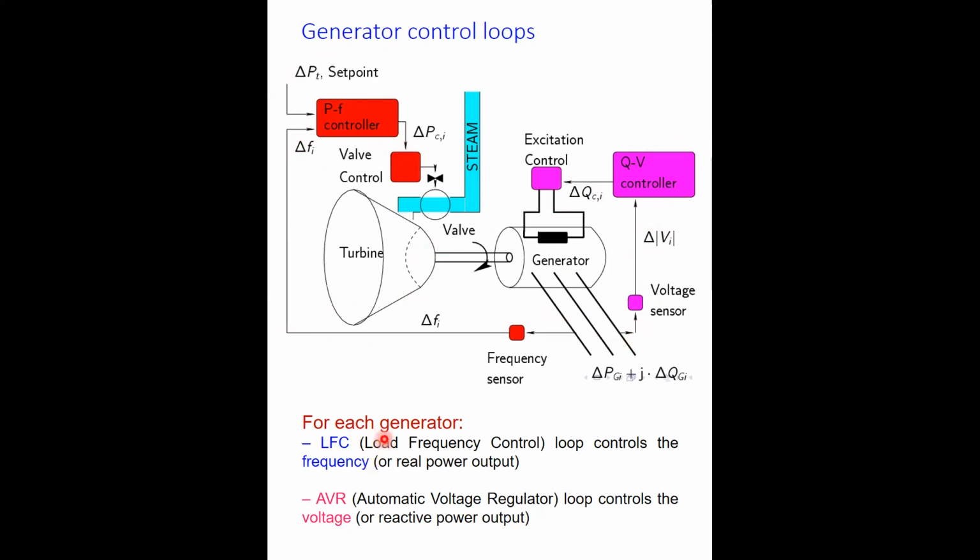So for each generator, we have the frequency control loop, and that will be either in the primary loop or the secondary loop with the LFC applied. Another one is for the voltage regulation or voltage control. That will be through the automatic voltage regulator to control the voltage at the generator terminal, and thereby the reactive power output from the generator here. So these are the basic control loops applied on the generator.